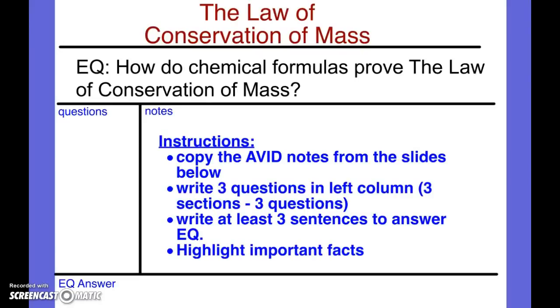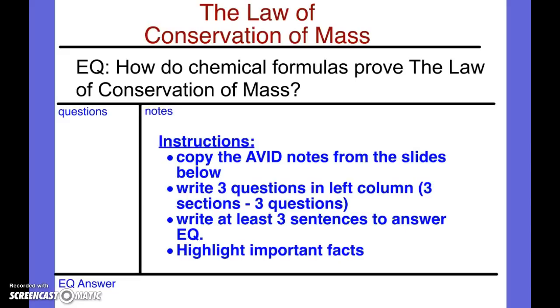So here are your notes for today. You're going to take a moment to title your IP side, then write the essential question for today. How do chemical formulas prove the law of conservation of mass? Of course, you're going to copy the Avid notes from the slides that I'm going to show you. Write 3 questions and at least a 3-sentence answer for the essential question, and then highlight important facts.